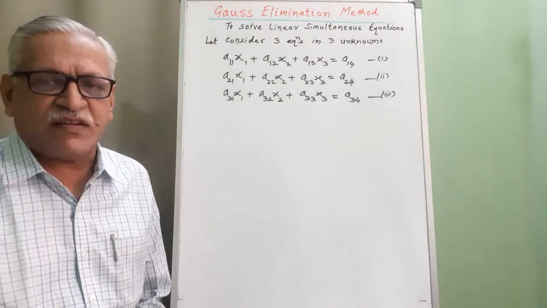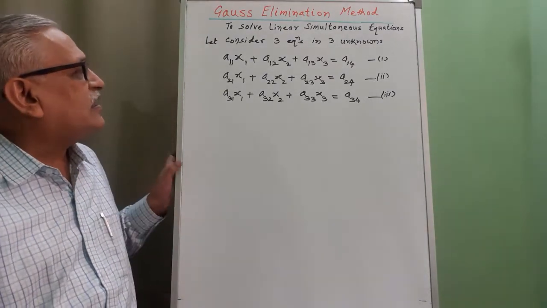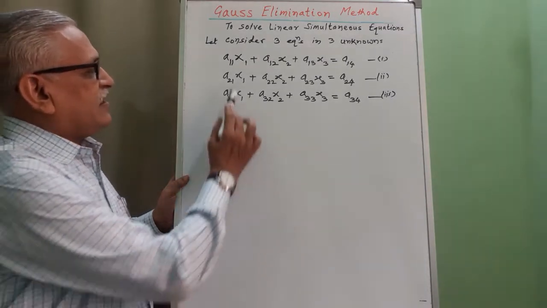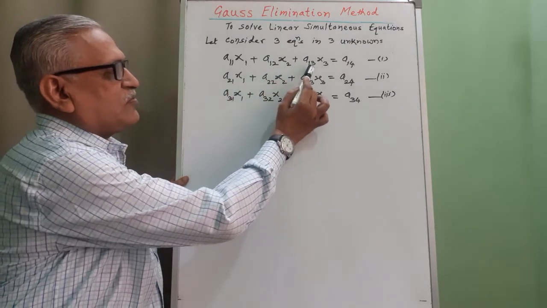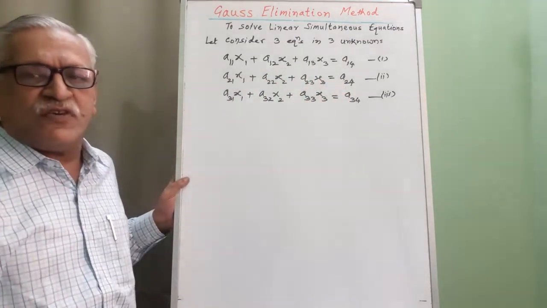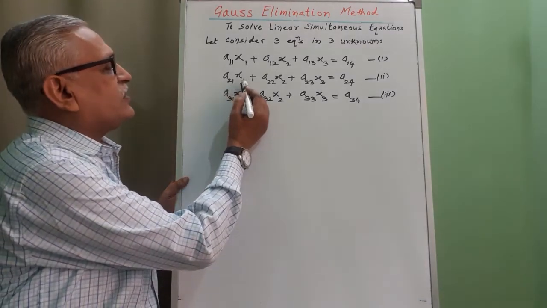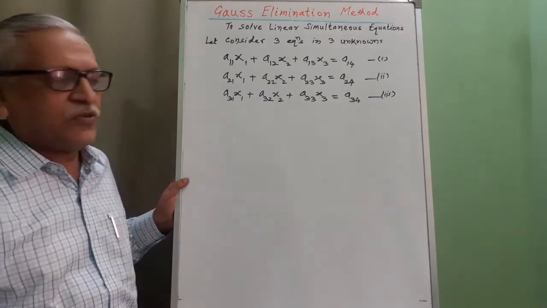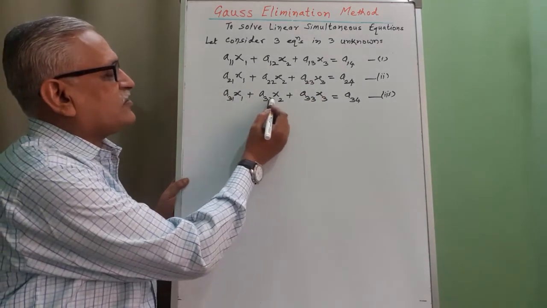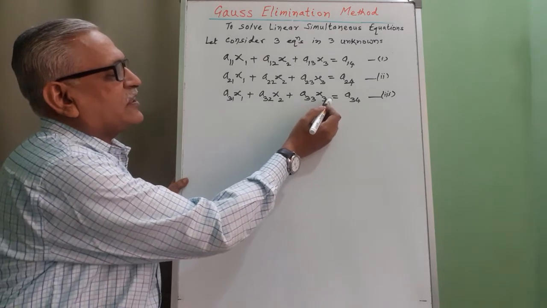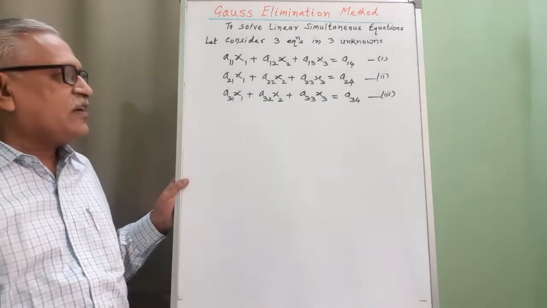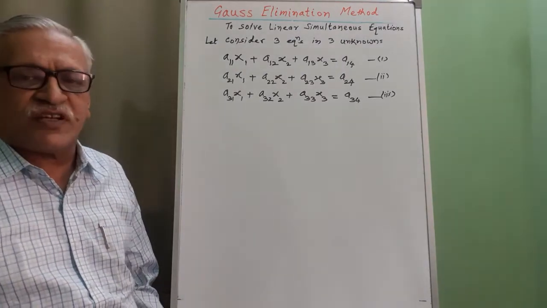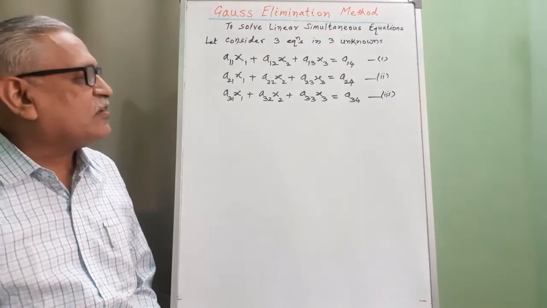Method to solve linear simultaneous equations. Let us consider three simultaneous equations in three unknowns as a11x1 plus a12x2 plus a13x3 is equal to a14, first equation. Second equation is a21x1 plus a22x2 plus a23x3 is equal to a24, and the third is a31x1 plus a32x2 plus a33x3 is equal to a34. There are three equations in three unknowns. Unknowns are x1, x2, x3, which we have to determine by Gauss elimination method.